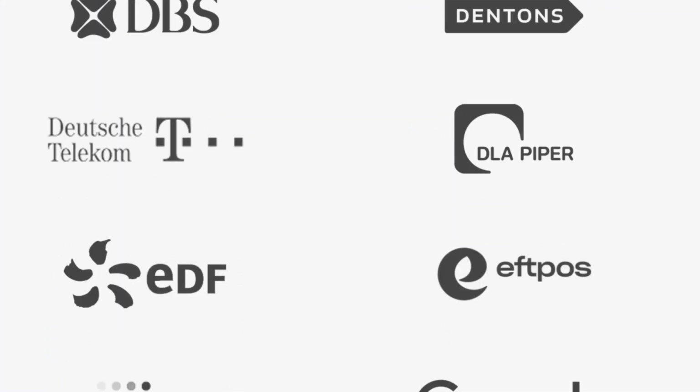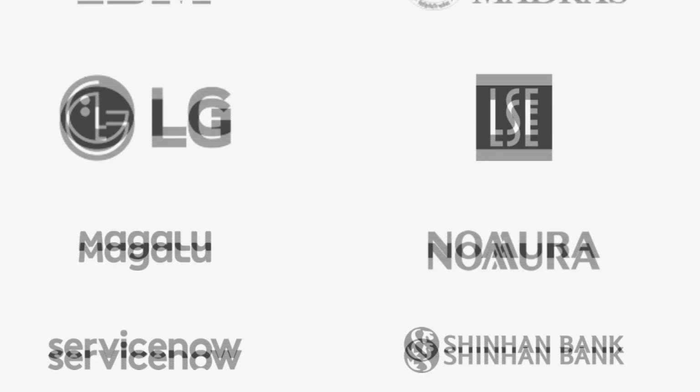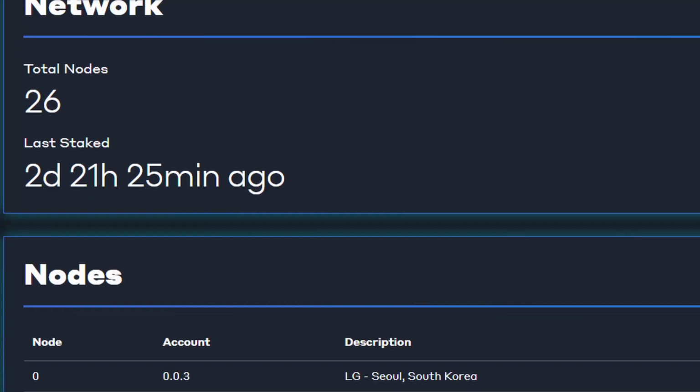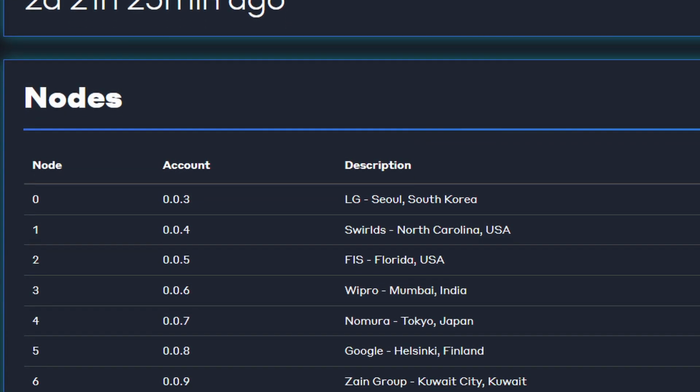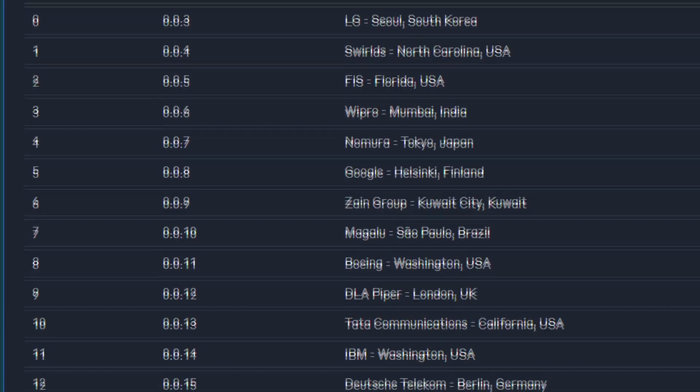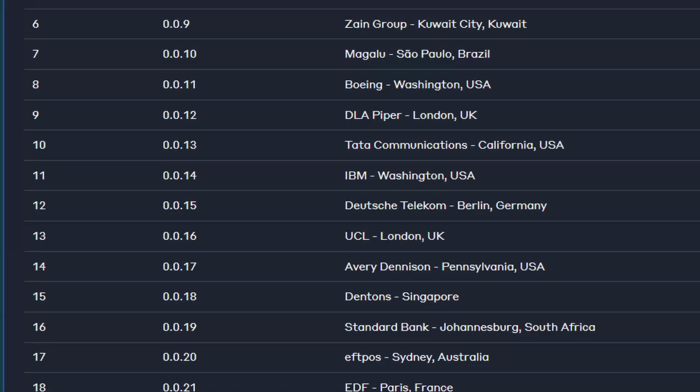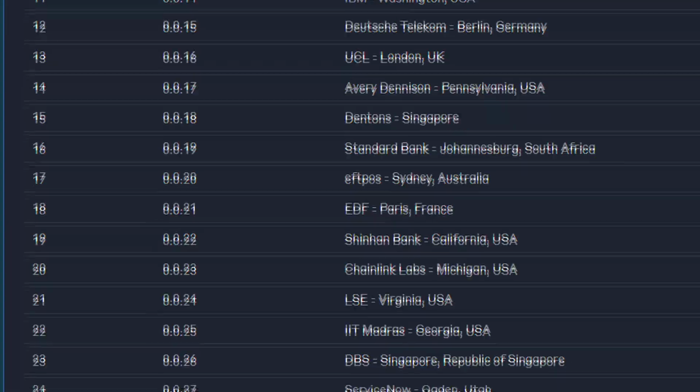Hedera is owned and governed by the governing council that consists of world-leading corporations such as Boeing, IBM, LG, and Google. And currently there are 26 governing nodes, and as I've already mentioned a little bit earlier, there are 39 node spots available, and I think they need to be all filled up, but let's see what happens.